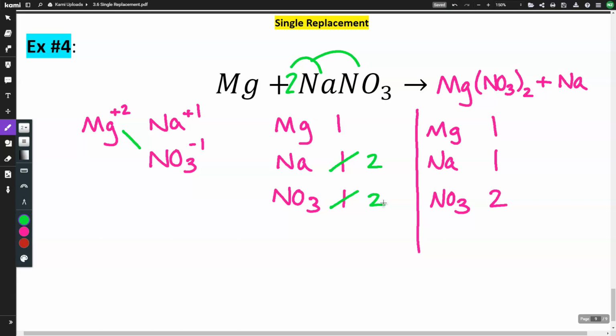On the right side, I have 1 sodium. On the left side, I have 2. So let's put a 2 right here. 2 times 1 is 2. Done. That's single replacement reactions.